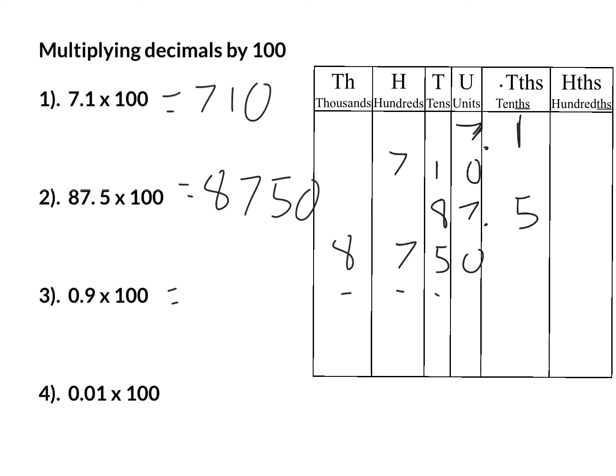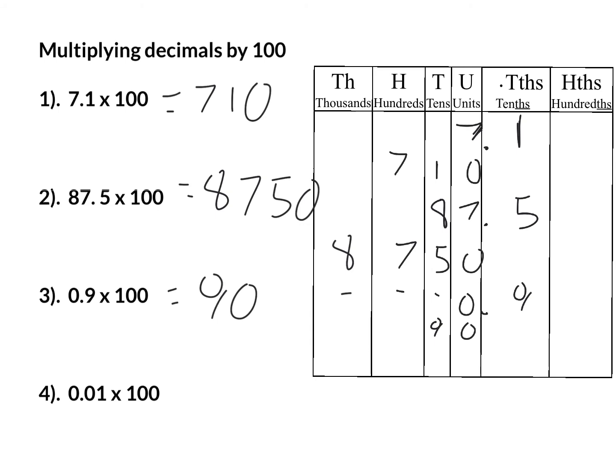So 0.9 times 100. So you have no units and you have 9/10 times 100. So you're moving everything over 2 places to the left. It becomes 9/10s, 0 units, 90.